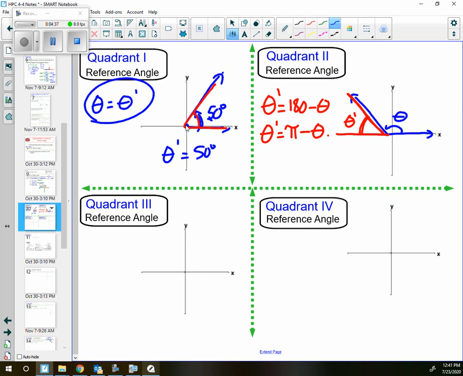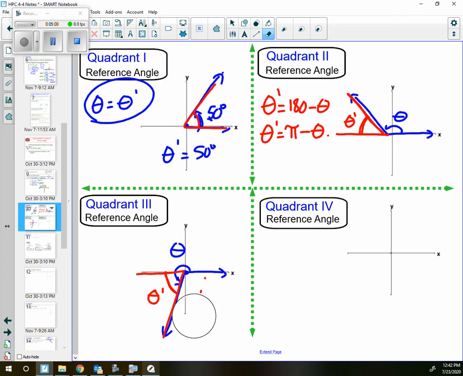So we're always thinking about that shortest distance, the acute distance, back to the x. All right, what about quadrant 3? So let's go ahead and draw ourselves an example of an angle in quadrant 3. So here's my theta. Okay, where's the reference angle if you're in quadrant 3? Well, again, it's the distance from the terminal ray to the x-axis, the shortest distance. So not over here. We're doing the shortest distance, the acute angle. So the reference angle would be this theta prime.